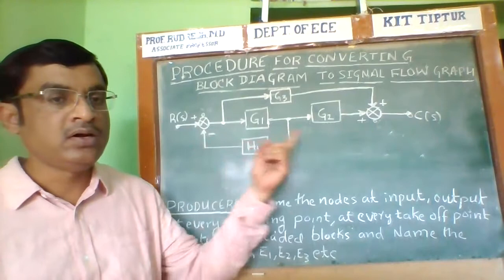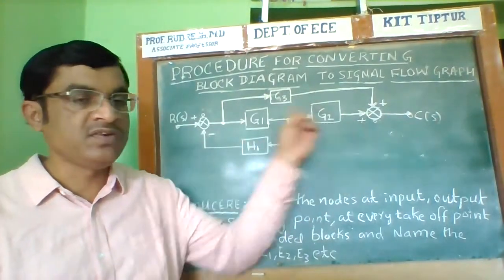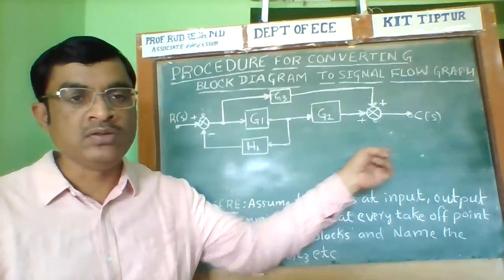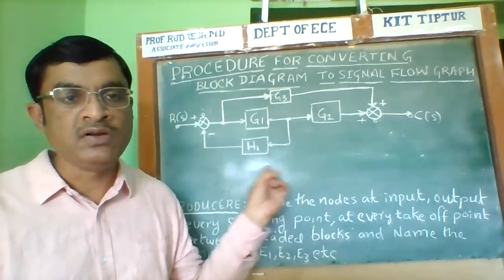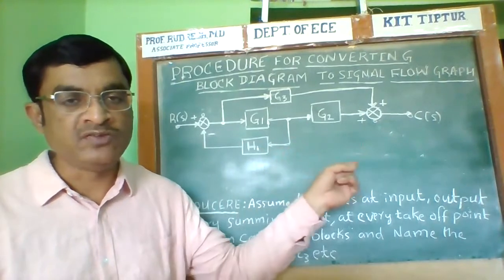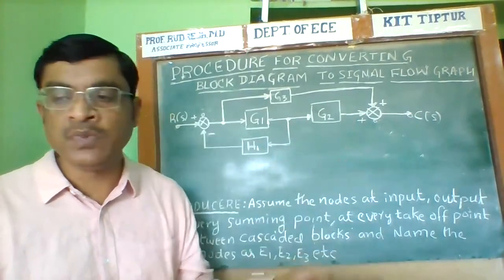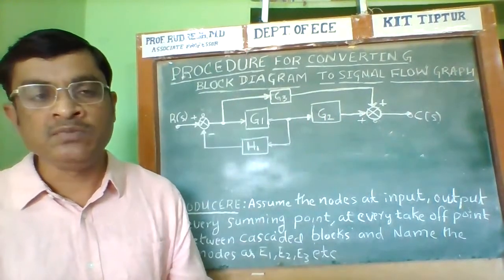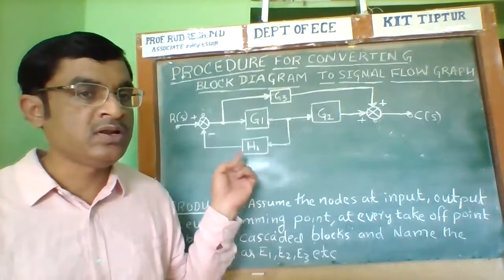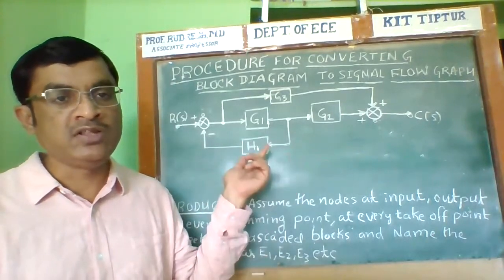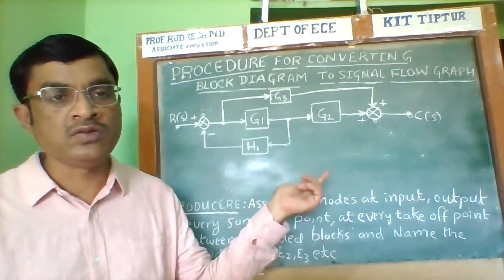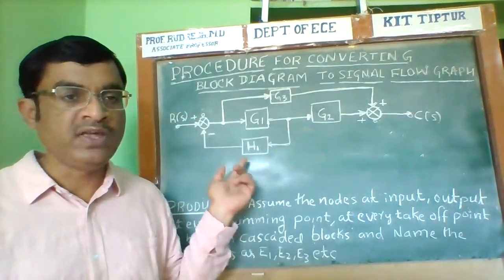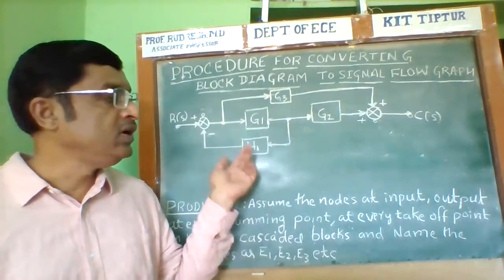Overall gain, or transfer function of the system, is C of S divided by R of S. Both the block diagram and signal flow graph give the same information, but the procedure for reducing the block diagram is a tedious process, and it is difficult to remember which rule to be applied for simplification. That is why we need to convert this.